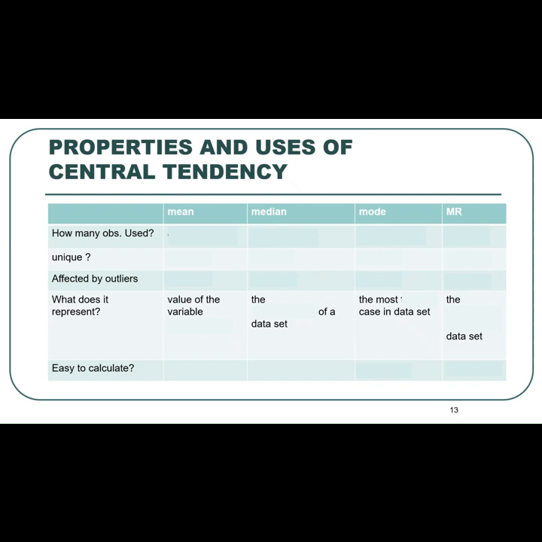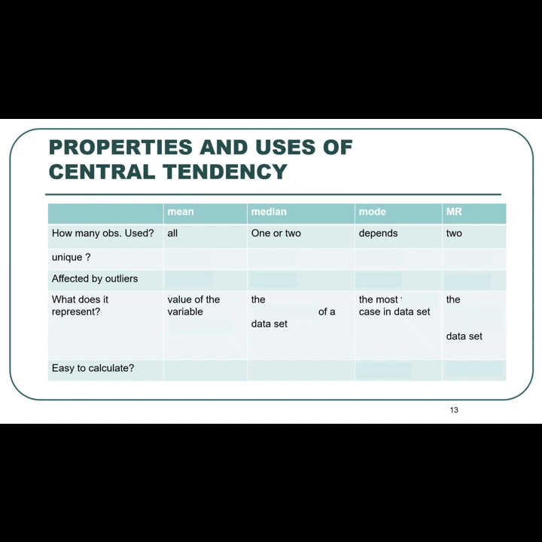So we have a comparison among mean, median, mode, and mid-range. How many observations are used to calculate each one of these? For the mean, we are adding all the observations to calculate it. Median, we are just using either 1 or 2, depending on whether your sample size or population size is even or odd. Mode depends on whether it's a unimodal case, no mode case, and so on. Mid-range, just 2 observations, the minimum and the maximum.